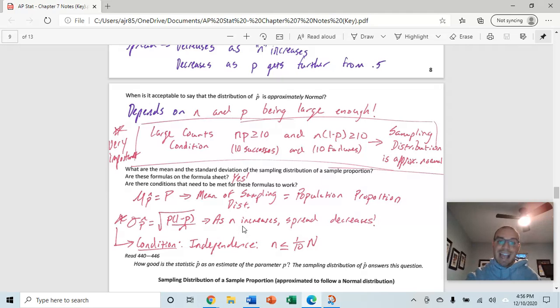As we saw, as n is increasing, the spread is decreasing. As we increased our sample size from 25 to 200, the standard deviation, or the spread of my sampling distribution, decreased. In order to use this formula, we need that same independence condition that we saw in the last chapter: our sample size needs to be less than 10% of the population size.